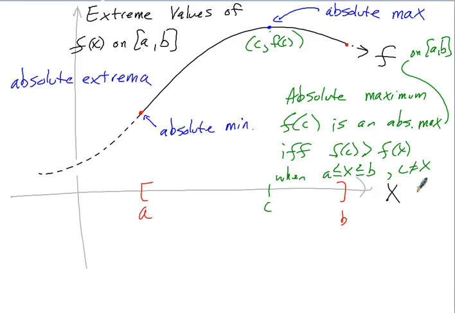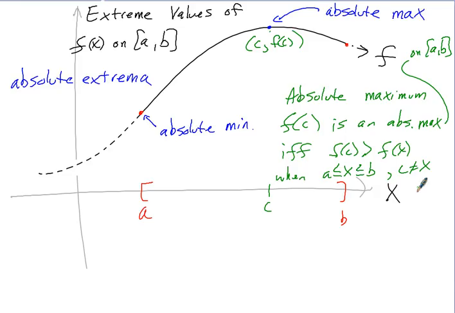Same statement, right? Except you just got to flip that sign around. In this case, we'd want the value of C where f of C is less than f of X, for all the X values on that interval other than C itself, right?